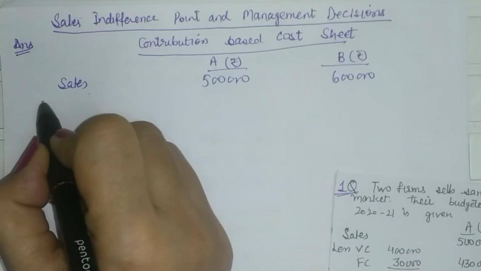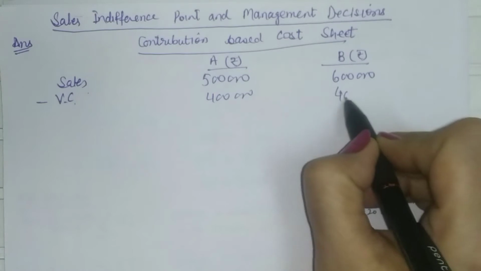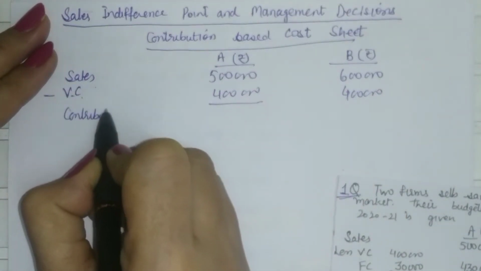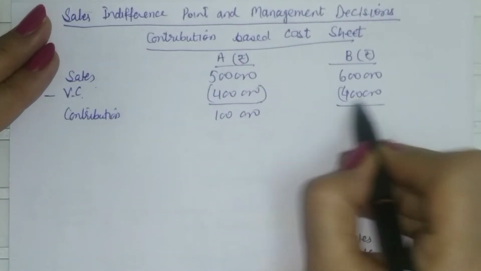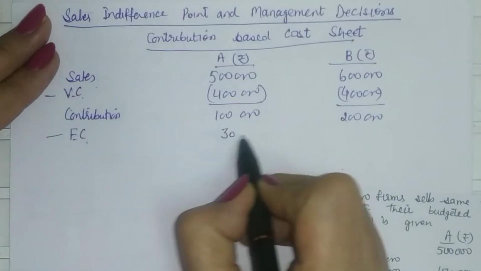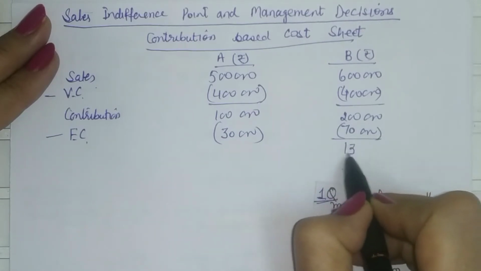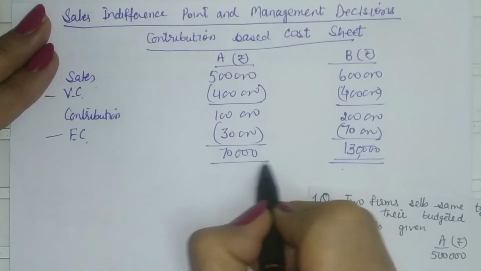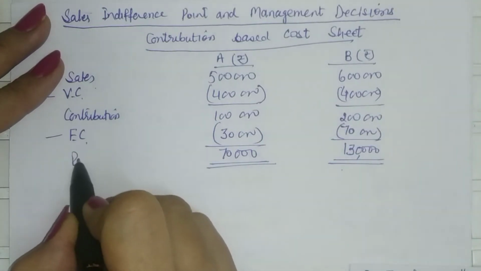Okay. Now less variable cost, which is 4 lakh and 4 lakh. So your contribution is 1 lakh and 2 lakh. Now deduct fixed cost from here, 30,000 and 70,000. So what we have done is we have simply rewritten our cost sheet on the basis of contribution so that we can make calculations. Now this is your profit.